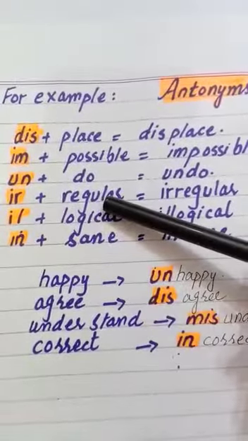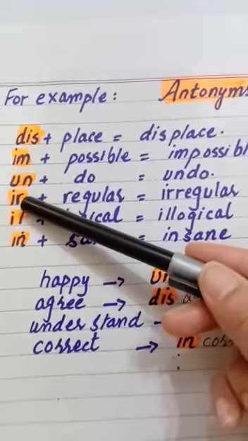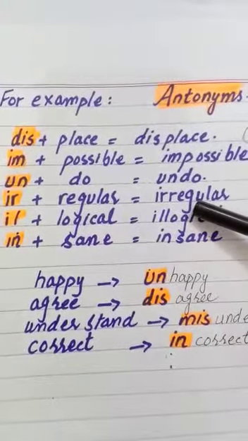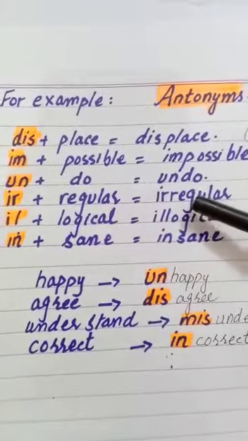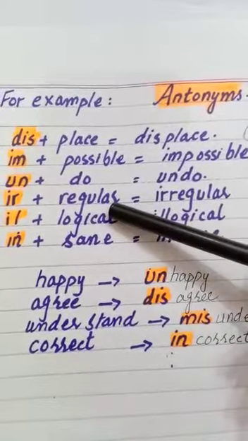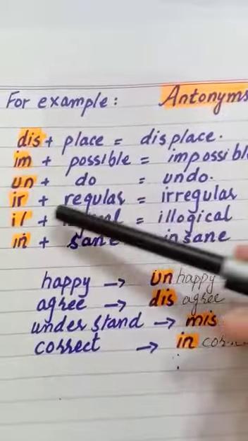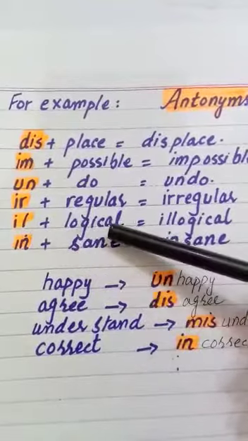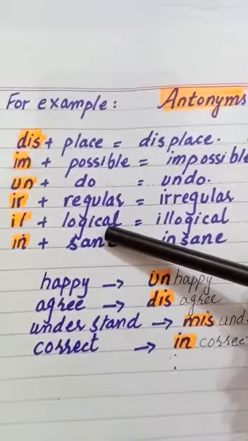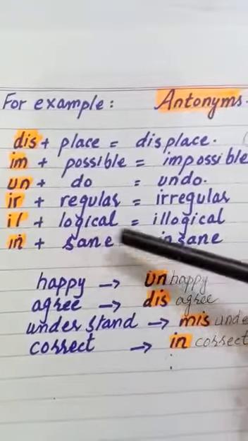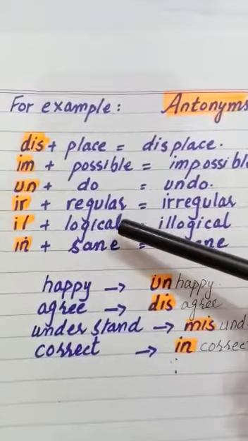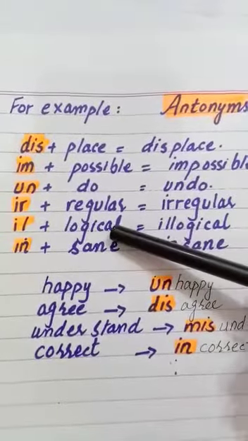Ir and regular. Ir is a prefix. Regular is a word, and when we put ir with regular, it becomes irregular, and irregular is the opposite or antonym of regular. Similarly, ill is a prefix, logical is a word, and when we put ill with logical, it becomes illogical, a new word, different from this. It is the opposite or antonym of logical.